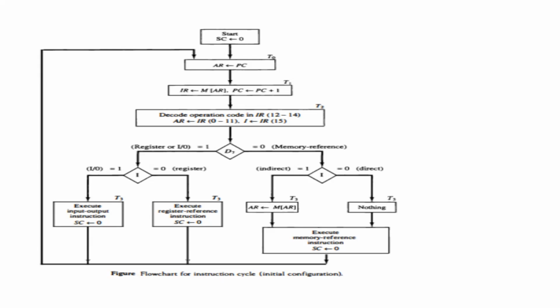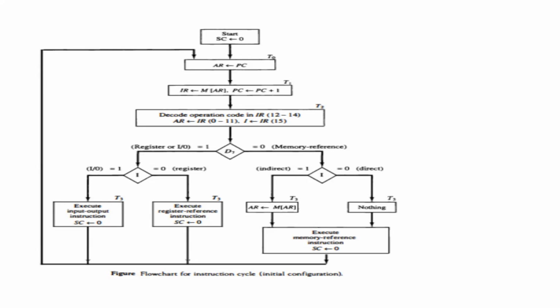And if it is indirect, that means the mode bit is occupied as 1, then it is memory reference indirect. If it is indirect, then the memory word at the address register is stored in the address register. It means it does not contain the immediate data, so the data will be available at the address of the address. After we get the effective address, the execution state will occur and the sequential counter will become zero. This is when the opcode is 0 to 6.